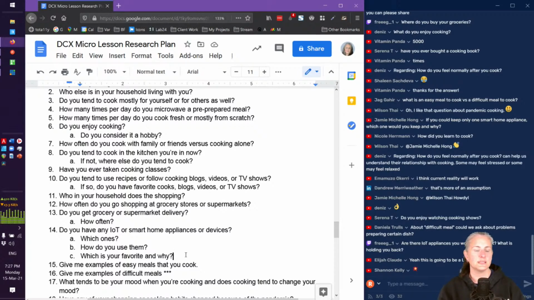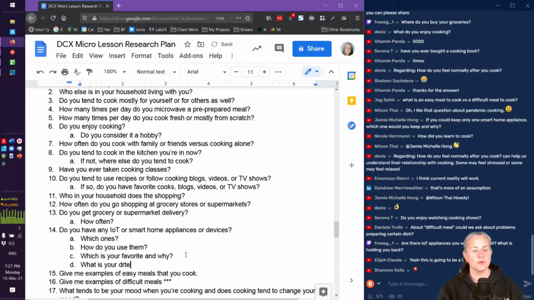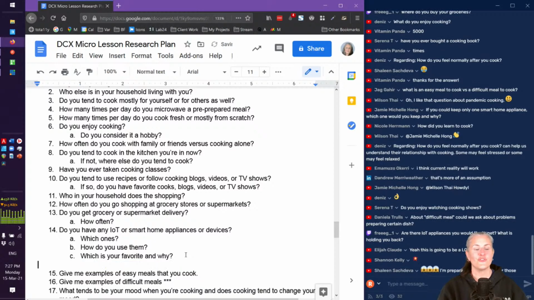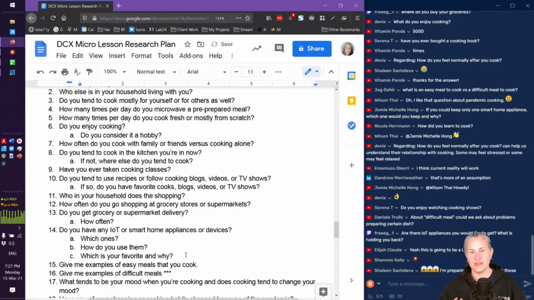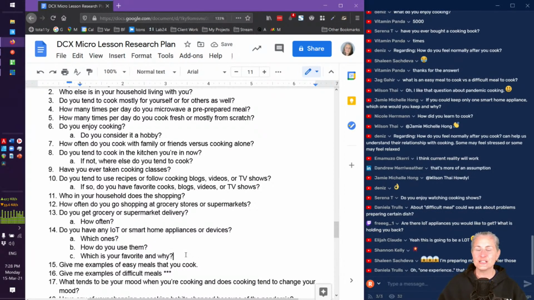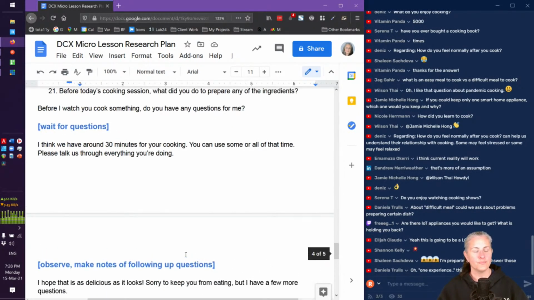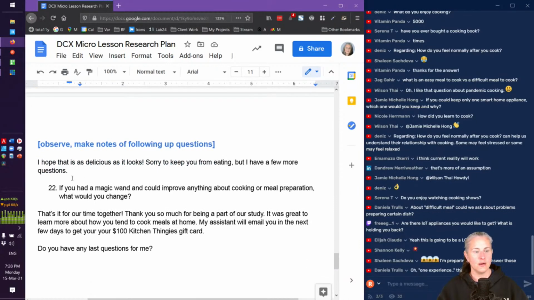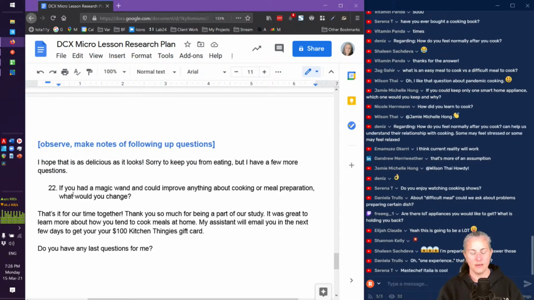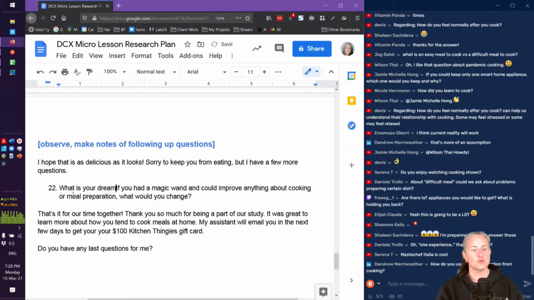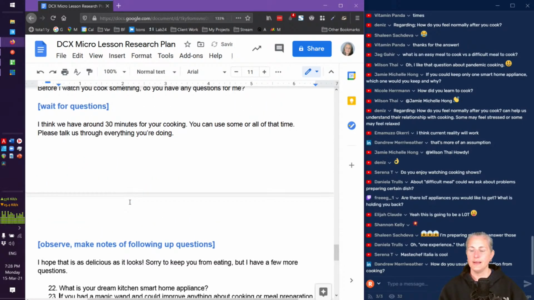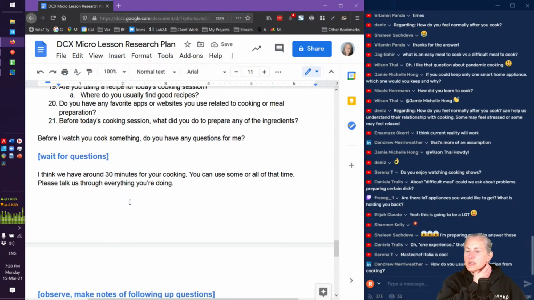Let's go with what Freeg is saying. What is your dream kitchen? Actually, that's a great question for after they cook. So remember, after they cook, they're either going to be really jazzed about it, kind of neutral about it, or kind of grumpy about it. So we can ask them down here for a question like that. What is your dream kitchen smart home appliance? How do you get inspiration from cooking?